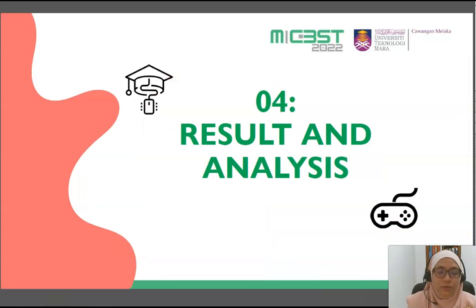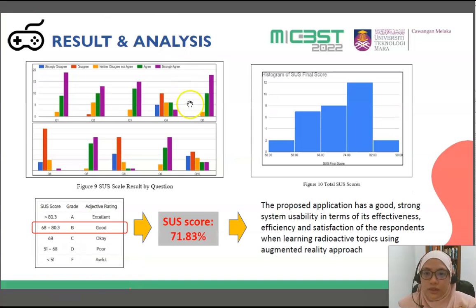Moving on to the results and analysis. Because we tested the SUS, the first figure shows the SUS results by question, since there are 10 items. This is the summary of the answers from the 30 respondents, grouped by each SUS item, and this is the total SUS score.